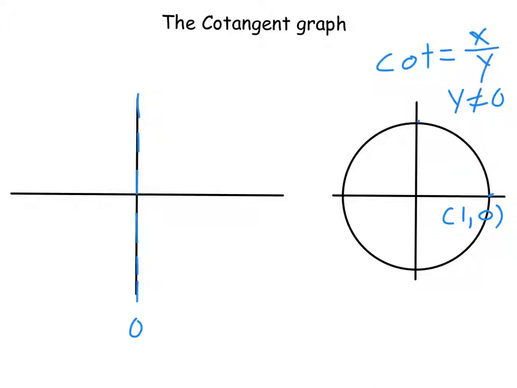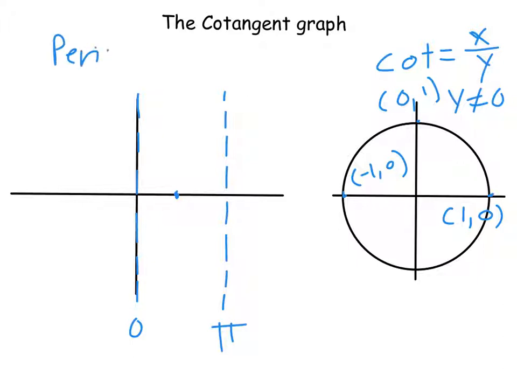You go up to pi over 2, you get 0 and 1, so there it's just 0. I head out to pi, and there my y-coordinate is 0 again, and I get a second asymptote. At this point, I'm able to talk about the period because I have the distance in between them. Notice that's the same. The period is still just pi, but they're in different spots.